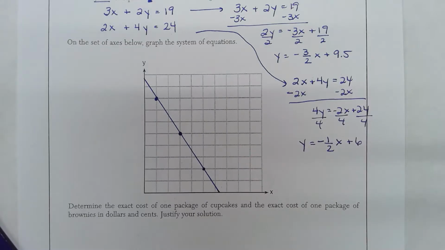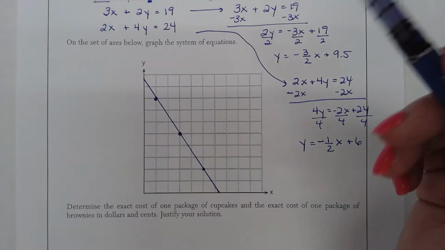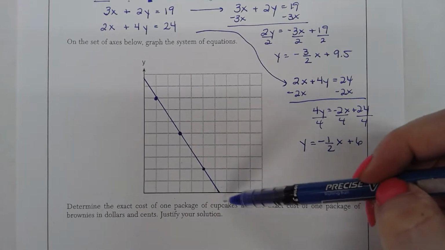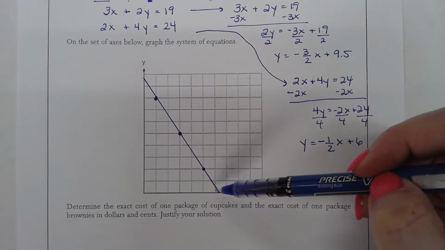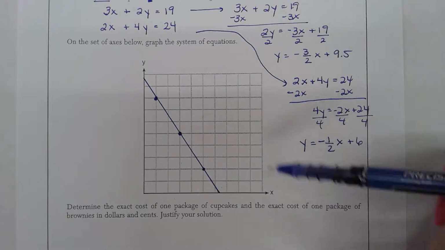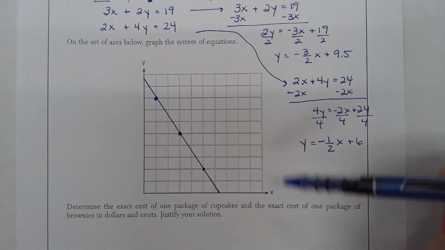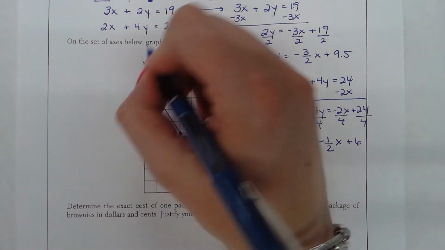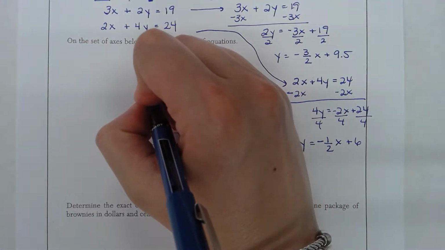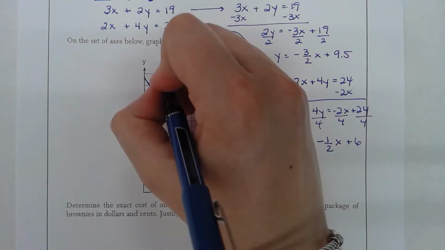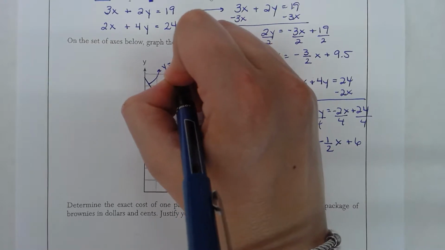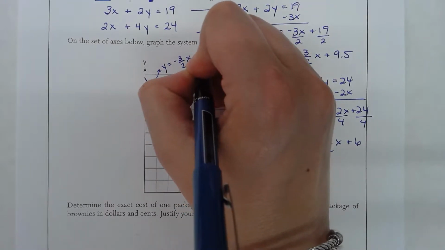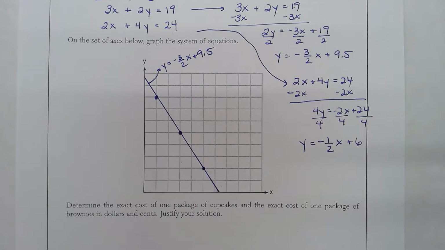Now, I'm not putting arrows on this, because if I put an arrow on this, that would imply that it's going negative. And x and y represent my cupcakes and my brownies. Are those going to be negative? No. So I don't want arrows on this. I am going to label this: y equals negative 3 over 2 x plus 9.5. So I just put a little label on that one.